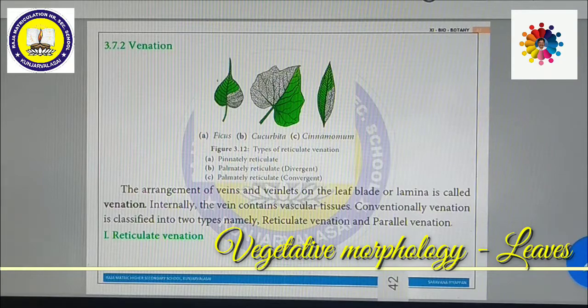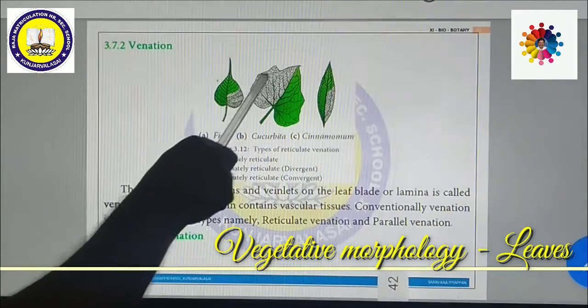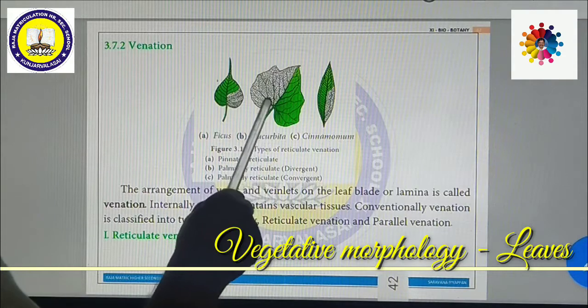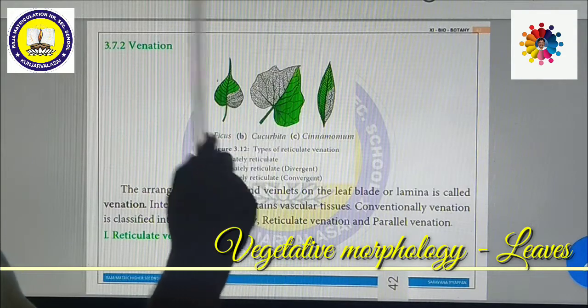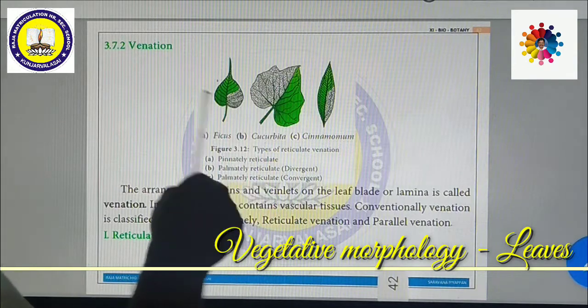In monocot, one type of venation will be there. In dicot, another type of venation will be there. See, look at the picture. These are called reticulate venation. What do you mean by reticulate venation? The veins are arranged in a scattered manner. On the other hand, see in monocot.